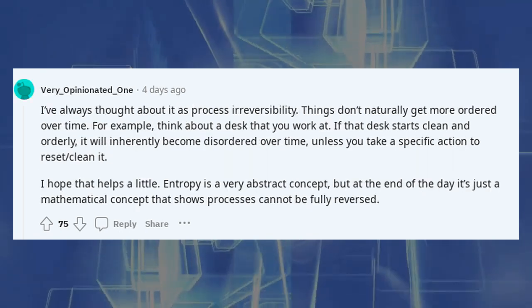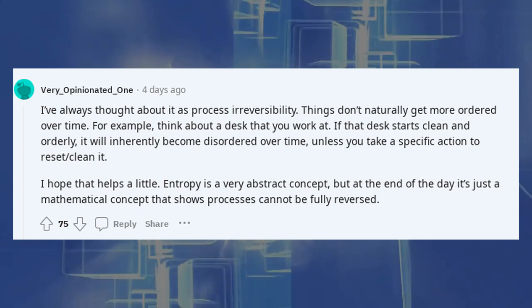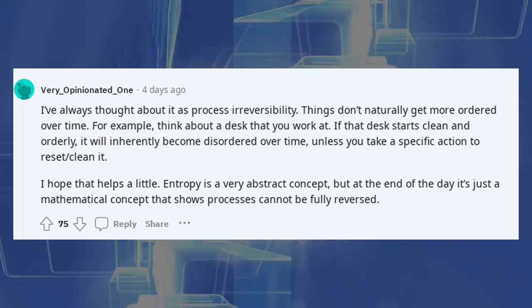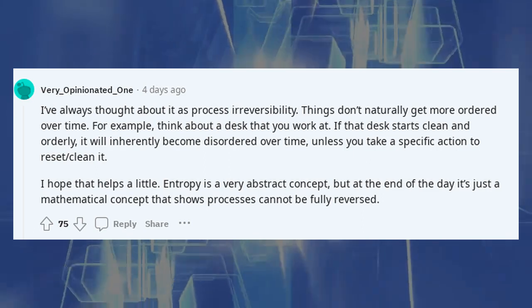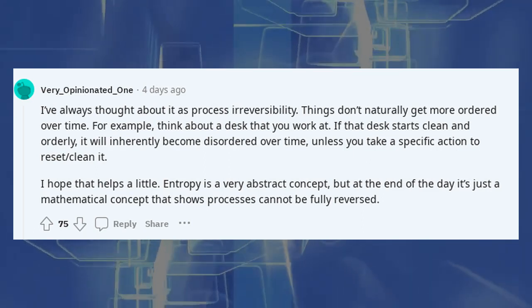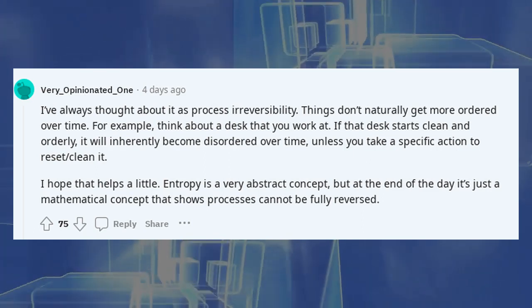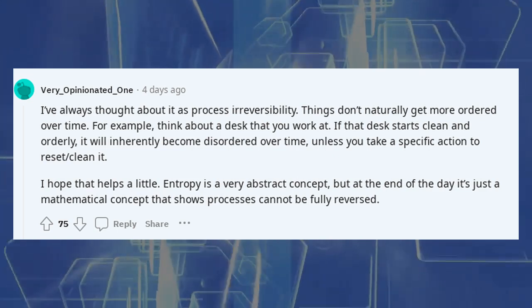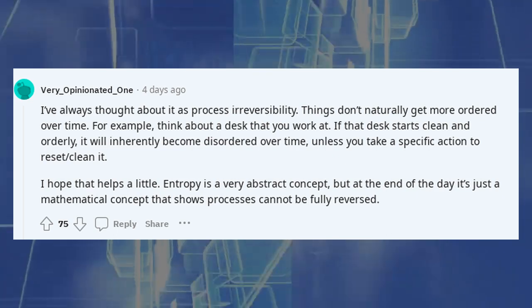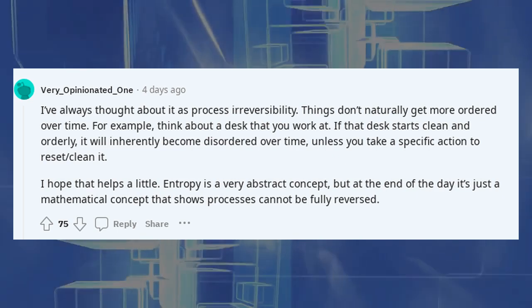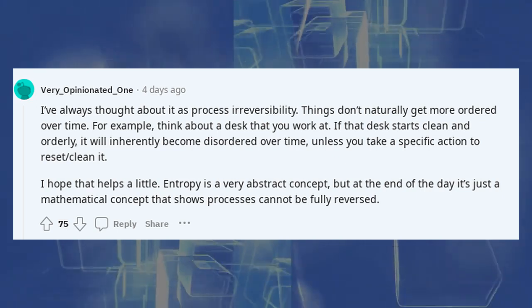I've always thought about it as process irreversibility. Things don't naturally get more ordered over time. For example, think about a desk that you work at. If that desk starts clean and orderly, it will inherently become disordered over time, unless you take a specific action to clean it. I hope that helps a little.